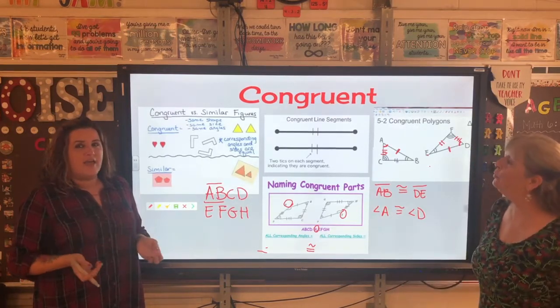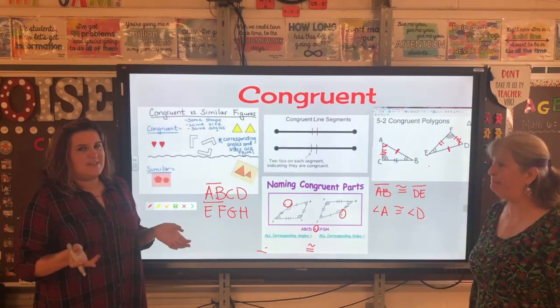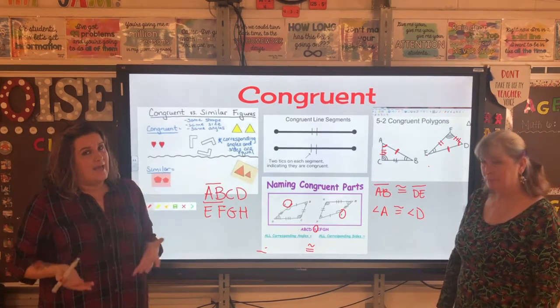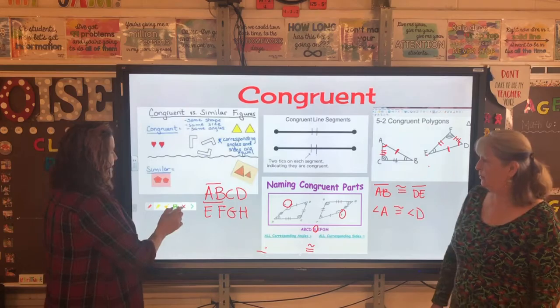So identifying congruency is pretty easy, right? Are they the same size, same shape? The harder part is when we start talking about the corresponding sides, which we'll practice together. That's a little bit more complex.